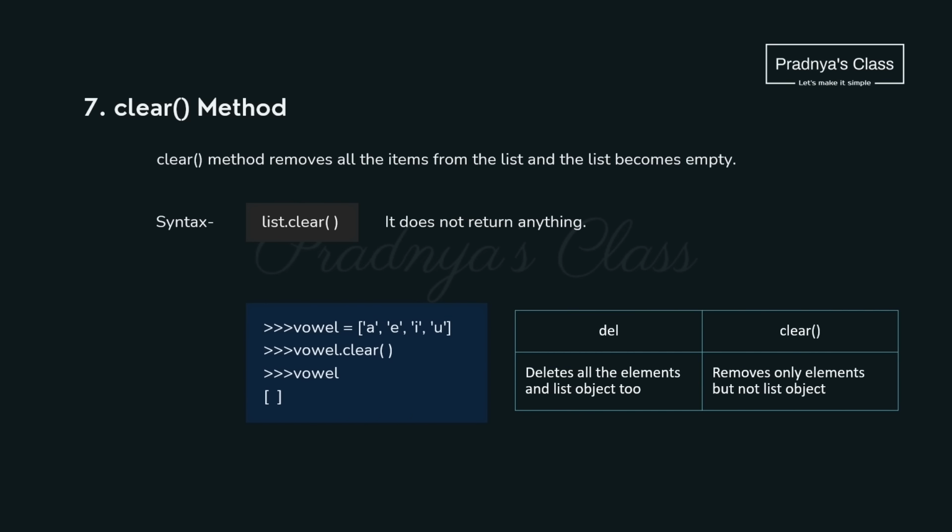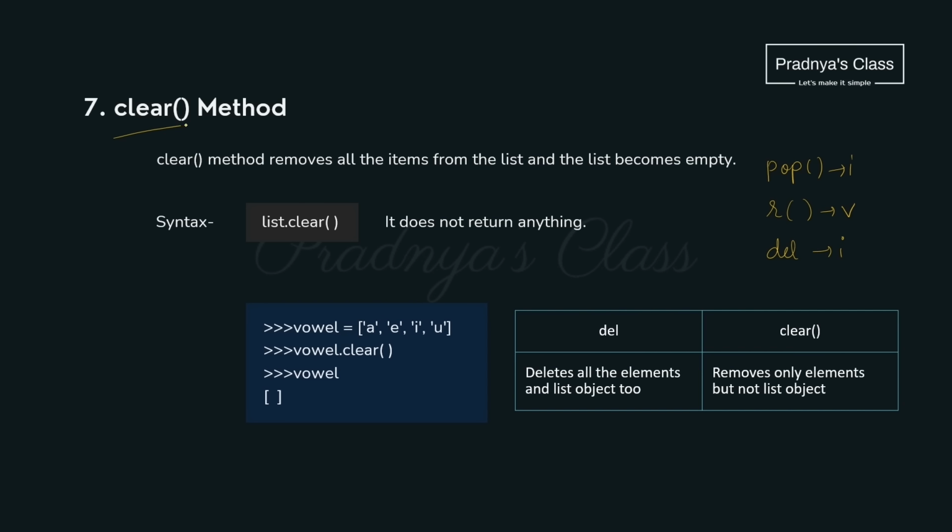We discussed three different options to delete an element from the list. First one is pop. In case of pop, we need to provide an index. Whereas in case of the remove method, we need to provide a value. The third option is the del statement. Here also we need to provide an index.